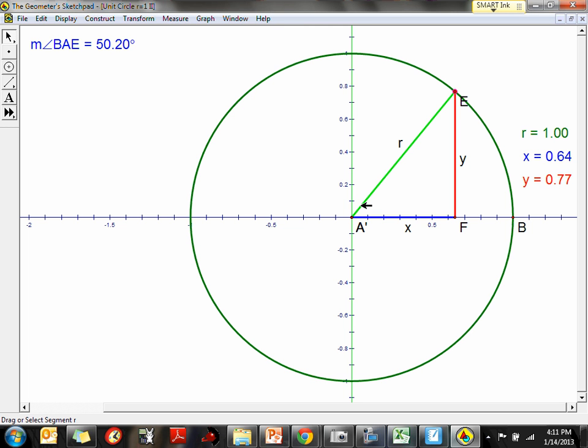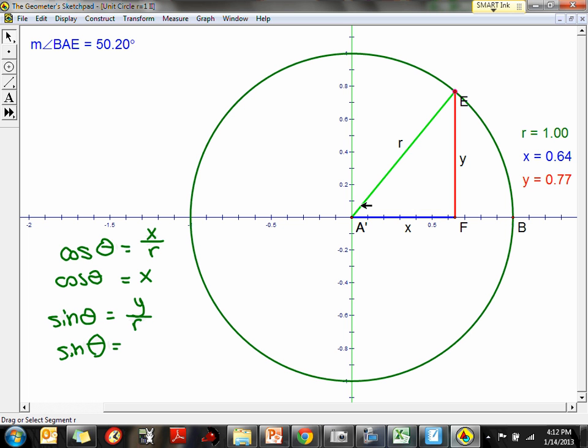What I want you to think about on the unit circle is the main idea: as we wrap around this circle and take the cosine of any angle theta, it's always x over r. But because it's a unit circle, as we've discussed before, the cosine of theta is nothing more than the x value, since r is 1. And by a similar analogy, the sine of theta is equal to y over r, and because r is equal to 1, the sine of theta is simply the value of y.